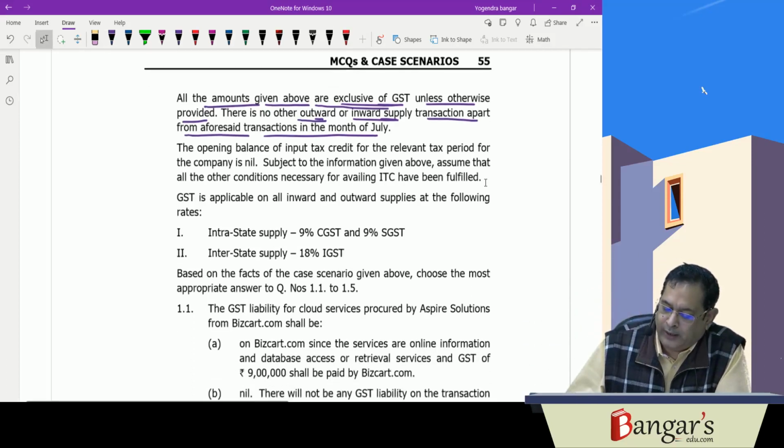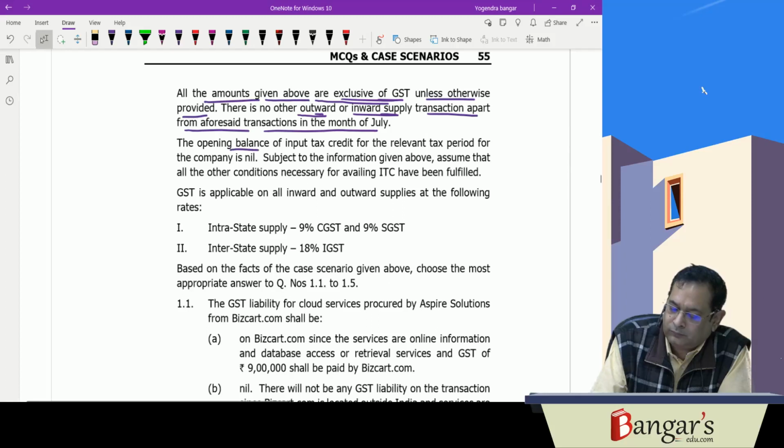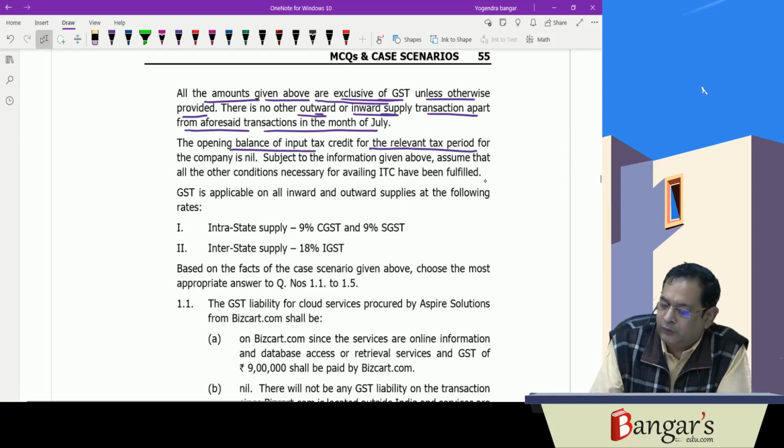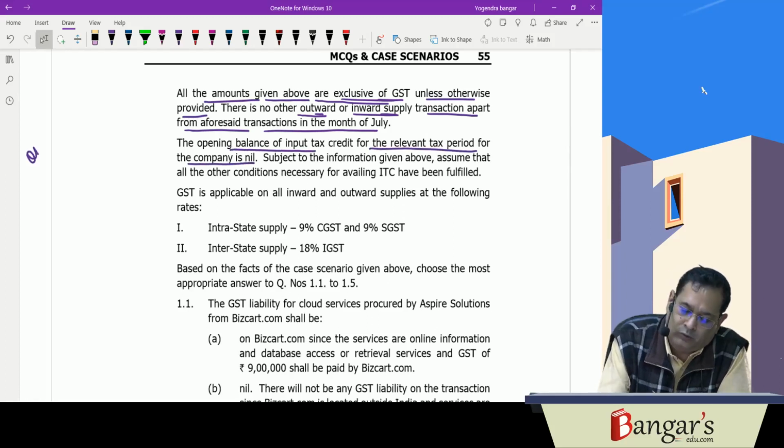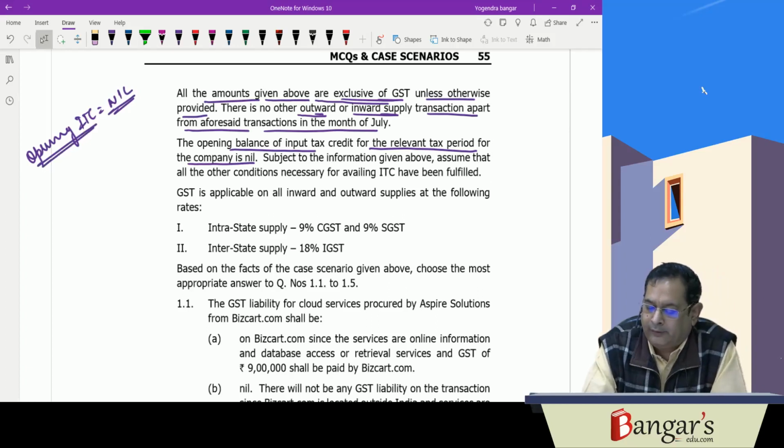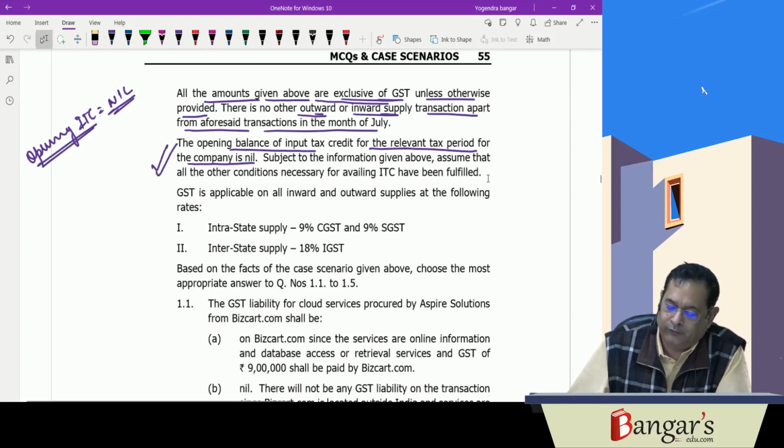And the opening ITC for the relevant tax period is nil. So opening input tax credit is nil, and subject to the information given above, assume that all other conditions necessary for availing ITC have been fulfilled.